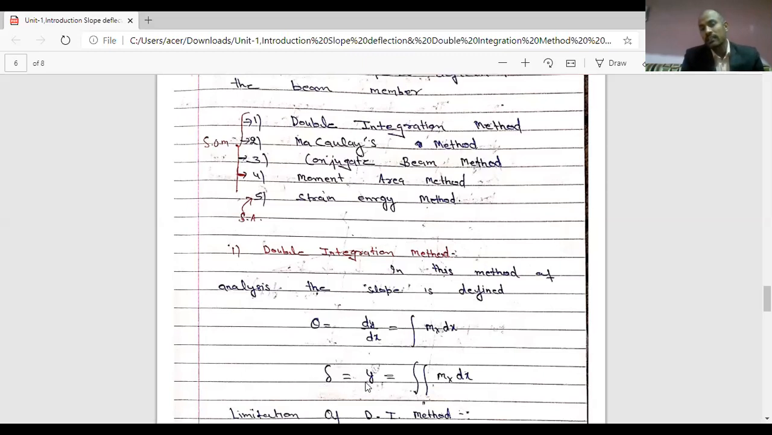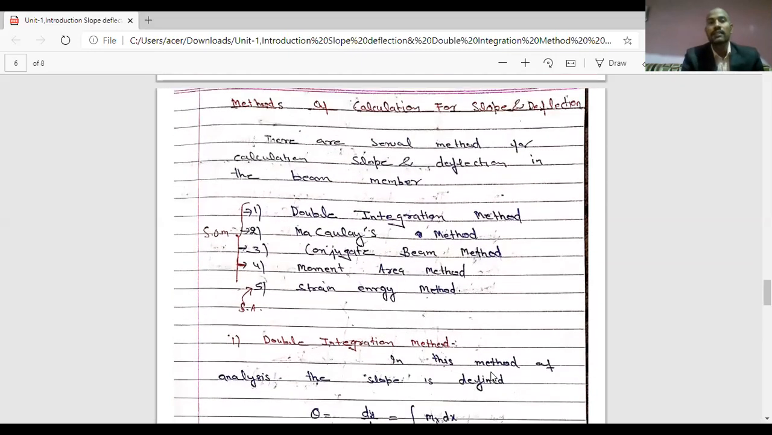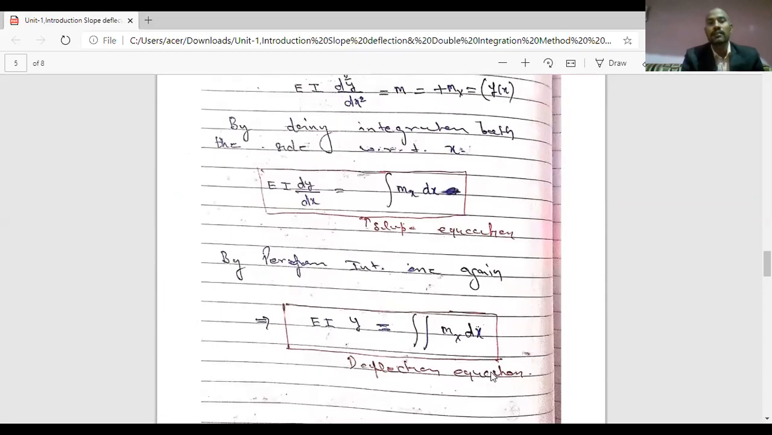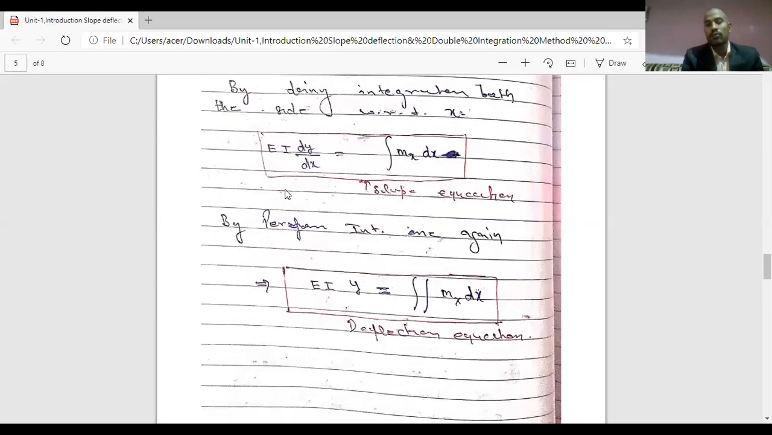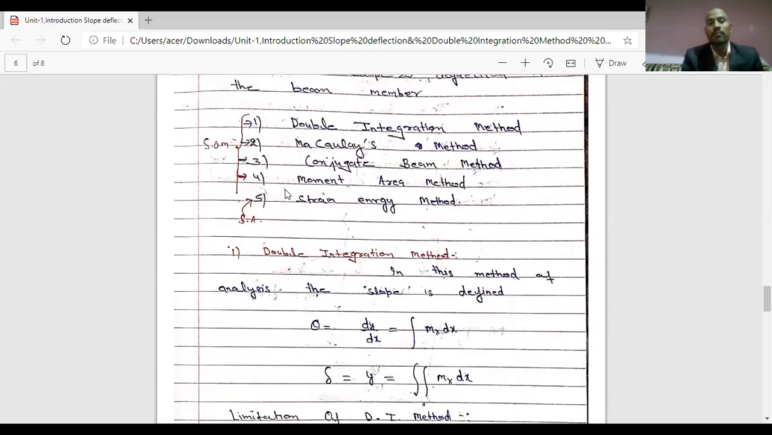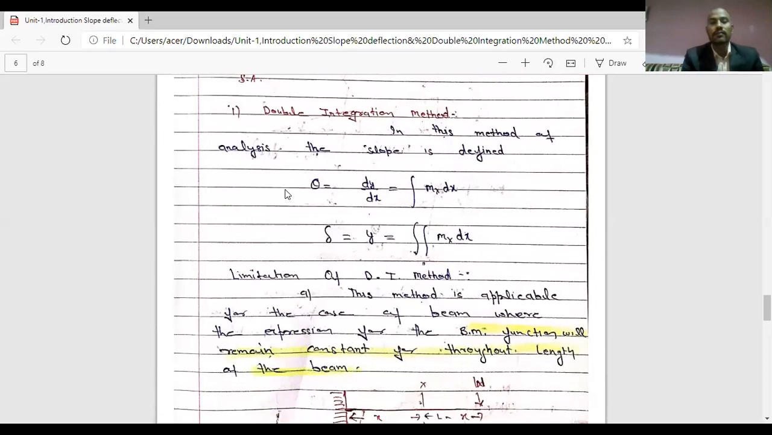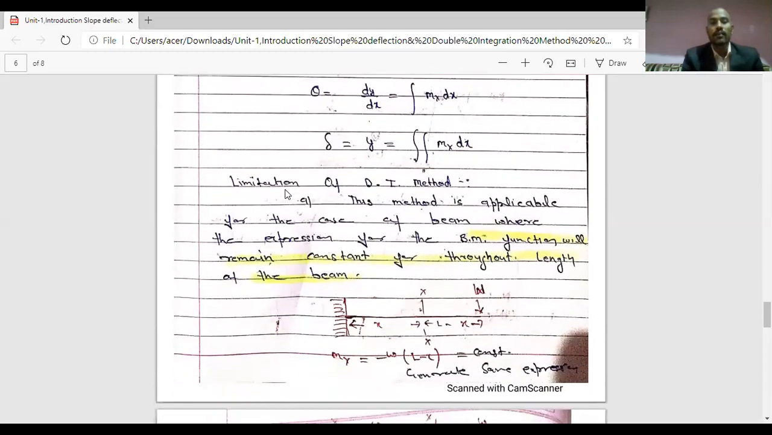And deflection is double integration of Mx dx. As we see in the previous equation, EI dy by dx equals integration Mx dx. Here EI is not used due to the limitation of the double integration method, right? So we learn about the limitation of the double integration method.